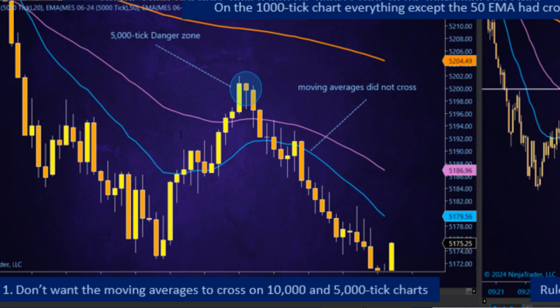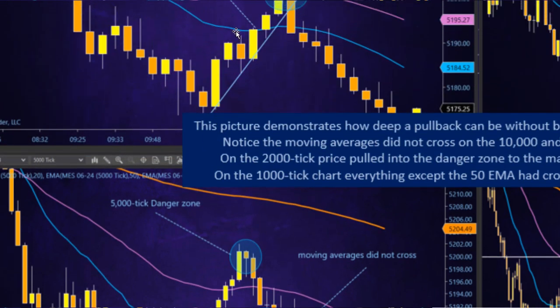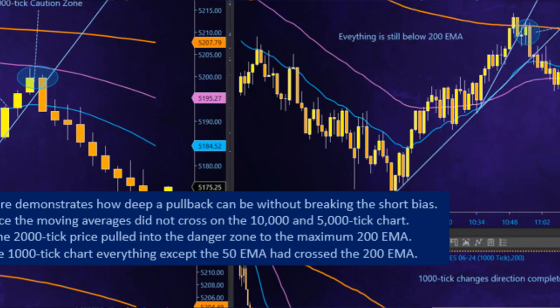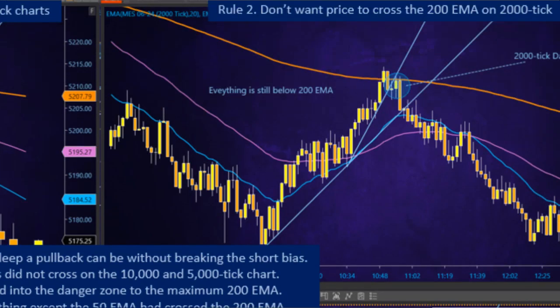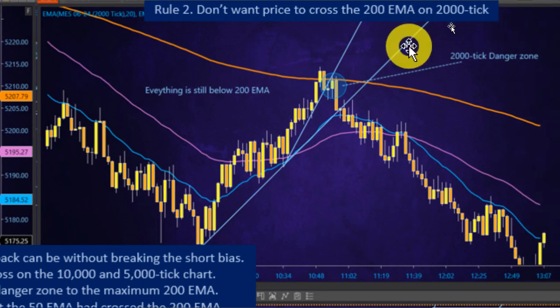Now, what about the lower time charts? What should it look like on the 2000 tick chart when all this is taking place? Well, nothing should go above the 200 EMA. The 200 EMA is right here.